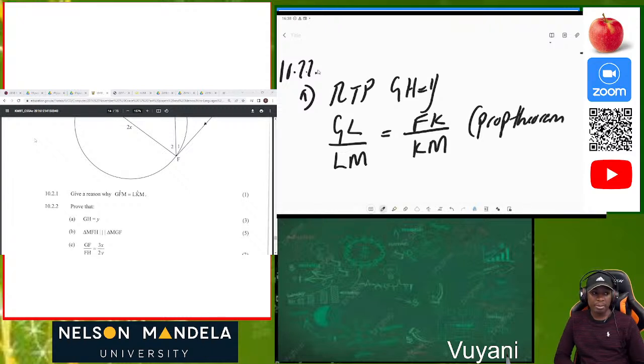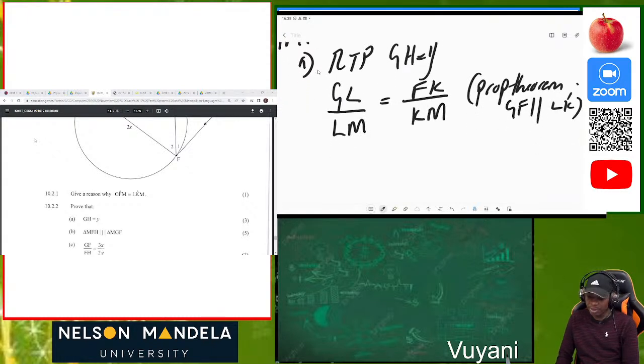That's the proportionality theorem, guys. Then we also state the parallel side, that GF is parallel to LK. Always state the parallel side when you are using it. So now we know that GL over ML is equal to 2x over x.